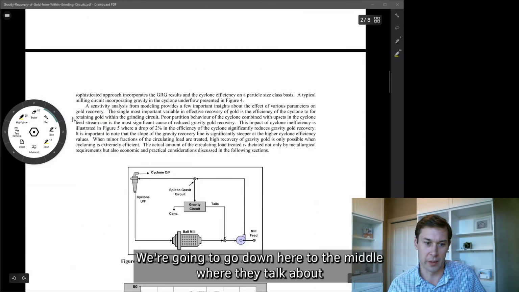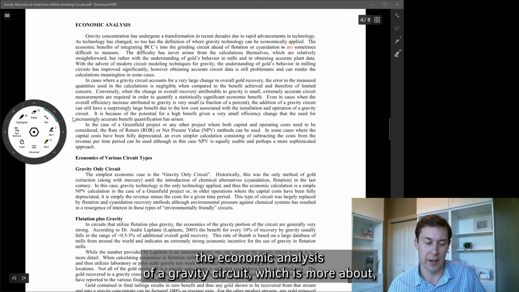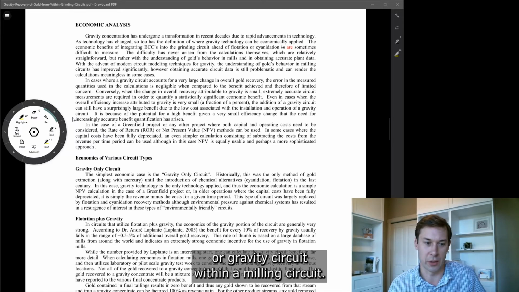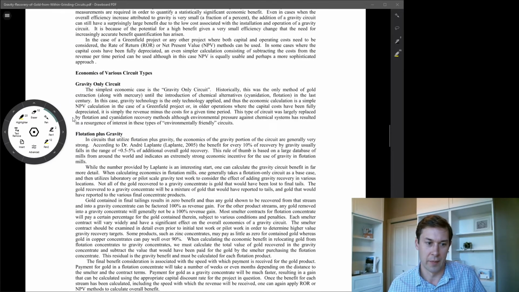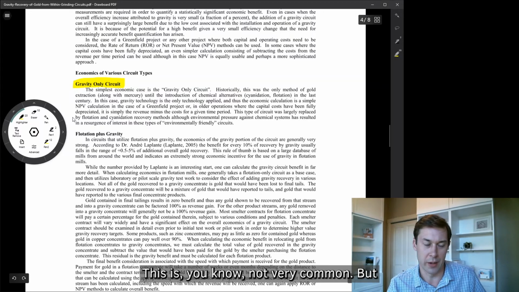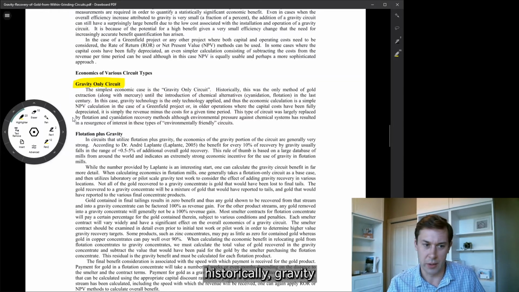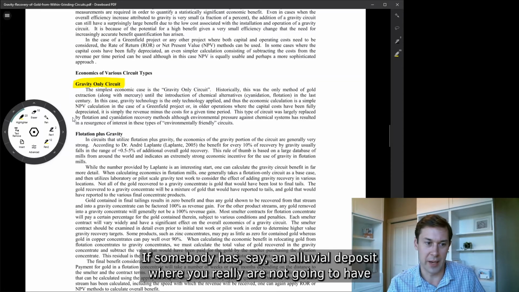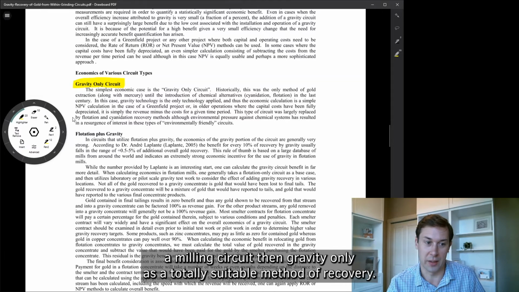We're going to go down here to the middle, where they talk about the economic analysis of a gravity circuit, which is more about, as I said, why you would install a gravity concentrator or a gravity circuit within a milling circuit. So they start here, they mention a gravity-only circuit. This is not very common. Historically, gravity concentration's been one of the oldest concentration methods, but things have moved on from that. If somebody has, say, an alluvial deposit where you're not going to have a milling circuit, then gravity only is a totally suitable method of recovery.